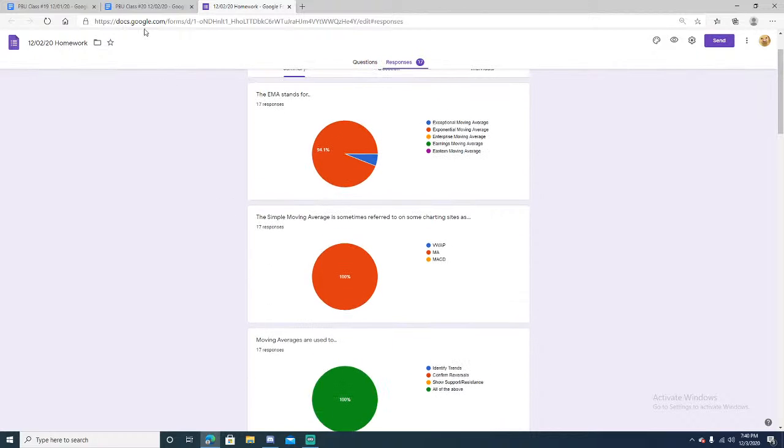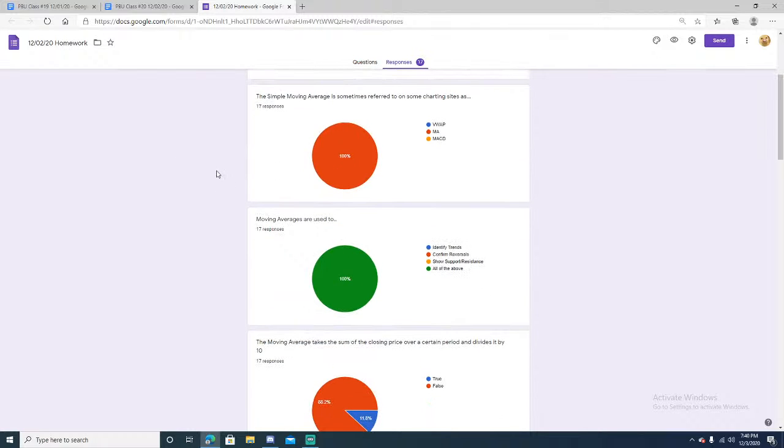So we have the homework. First of all, we have the first question. The EMA stands for either exponential moving average, enterprise moving average, earnings moving average, or Eastern moving average, and the correct answer is exponential moving average. So congratulations, 94% got that correct.